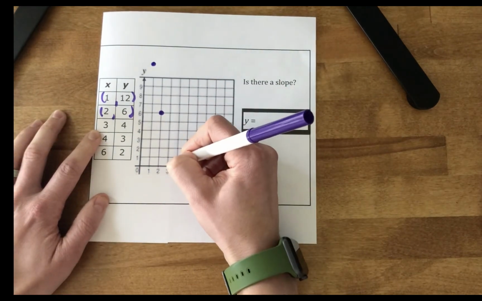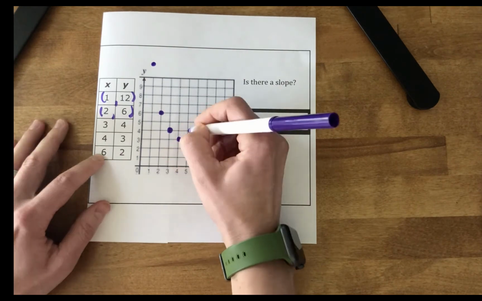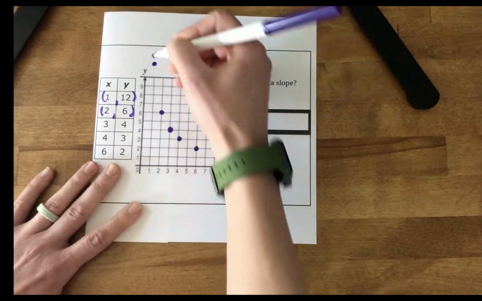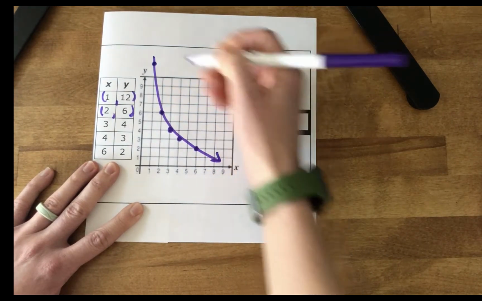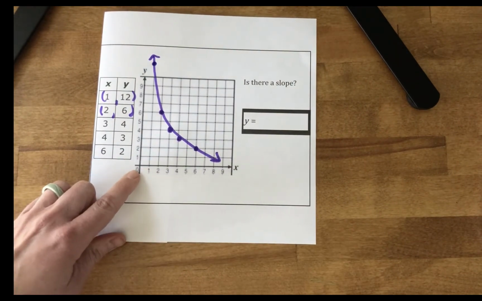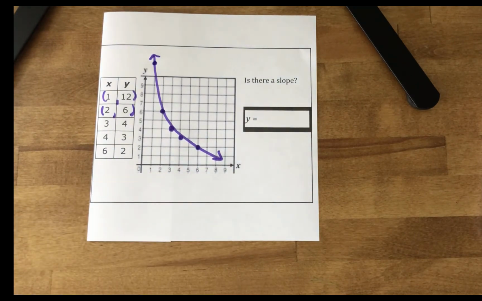Then we have 3, 4, over 3, up 4. Then we have 4, 3, over to 4, up to 3. And then we have 6, 2. So over to 6, up to 2. Right away, I can tell this is not a directly proportional relationship. It does not go through the origin. And I can see now that I've plotted my points and connected them, it's a curved line.